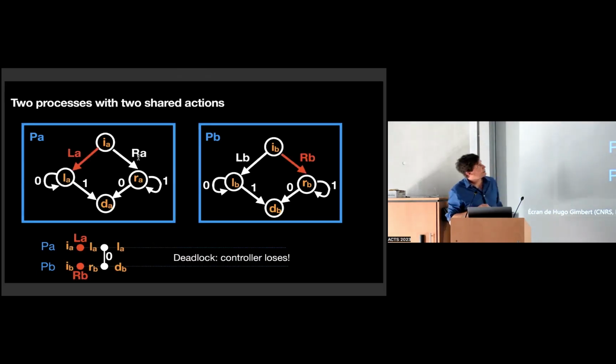Now, if I make those 2 actions, LA and RB, uncontrollable, of course, there is no more winning strategy because the environment can fire them, LA and RB, like here. Now the 2 processes are in state left for PA and right for PB. And maybe they will be able to play 1-0 together, for example, but then one of them will deadlock. In this case, this one goes to state DB and is deadlocked.